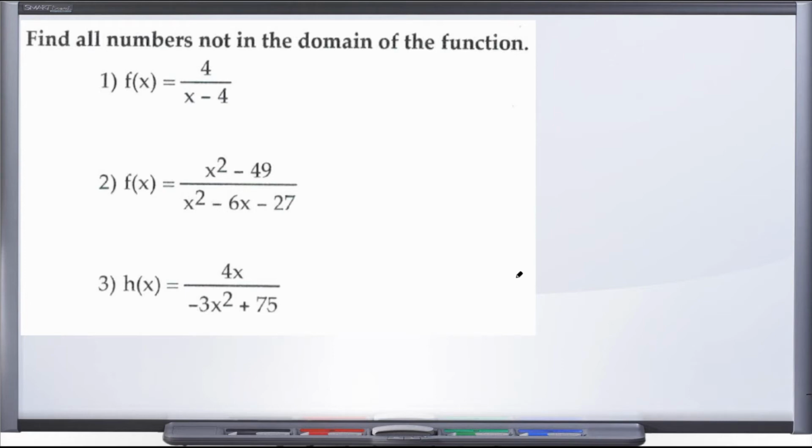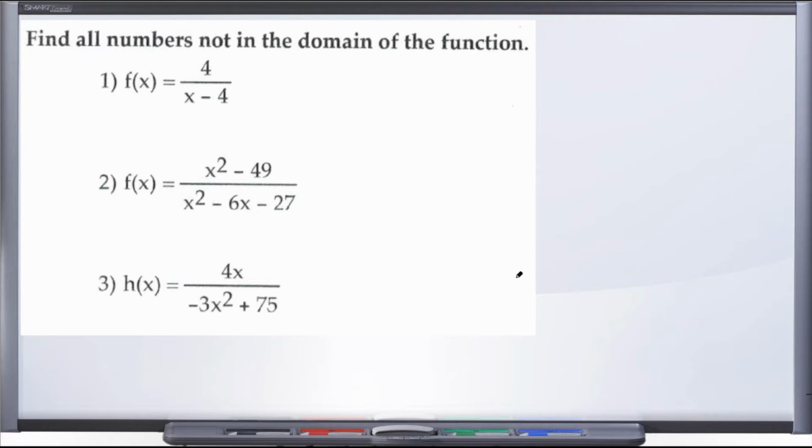All right, so as we take a look here at questions 1 through 3, the directions are to find all numbers not in the domain of the function. And hopefully you will recall from test number 1 where we were introduced to graphing and more specifically introduced to domain and range. You may recall that domain referred to the x values that we were working with, and range referred to the y values, right?